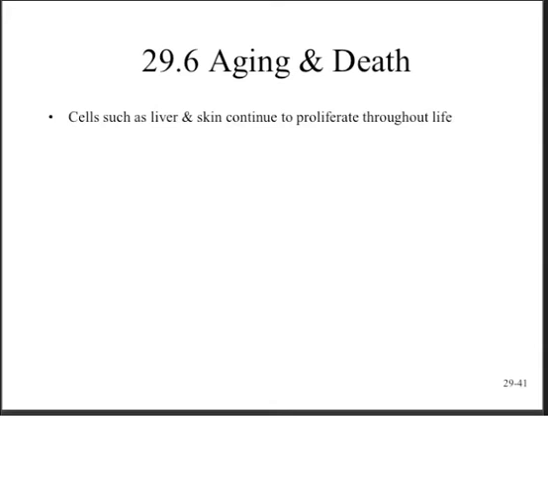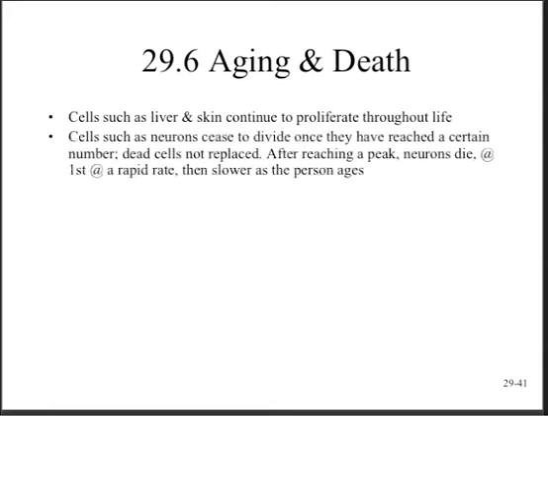Now, as we head towards adulthood and old age, quite a few changes take place in tissues and organ systems. Cells like the liver and the skin continue to proliferate throughout life, but neurons cease to divide once they've reached a certain number, and the dead cells are not replaced. So after reaching a peak, neurons die first at a rapid rate and then slower as we age. But we do begin to lose neurons and neuronal connection.